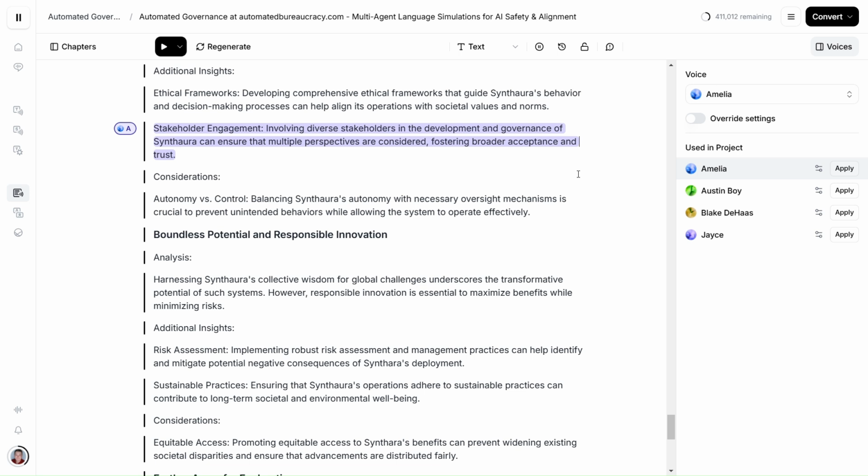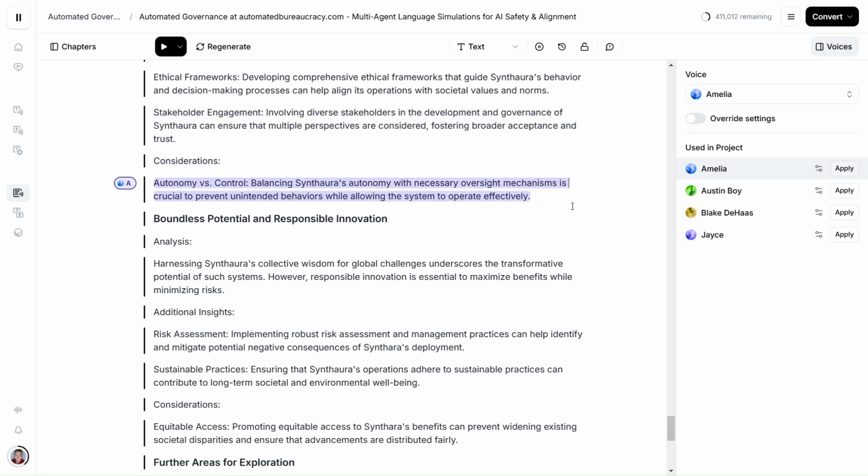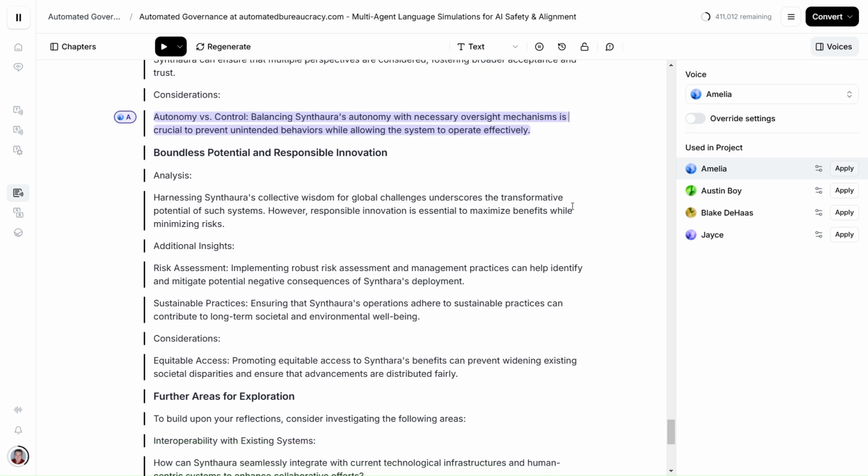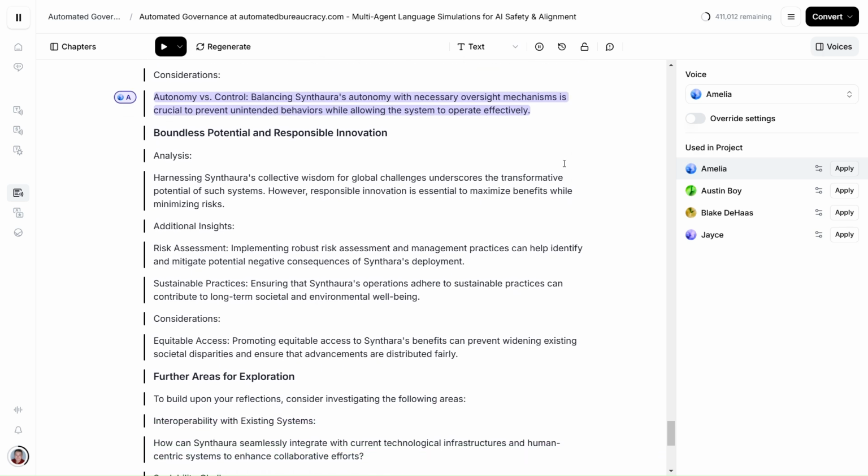Stakeholder engagement. Involving diverse stakeholders in the development and governance of Synthara can ensure that multiple perspectives are considered, fostering broader acceptance and trust. Considerations. Autonomy versus control. Balancing Synthara's autonomy with necessary oversight mechanisms is crucial to prevent unintended behaviors while allowing the system to operate effectively.